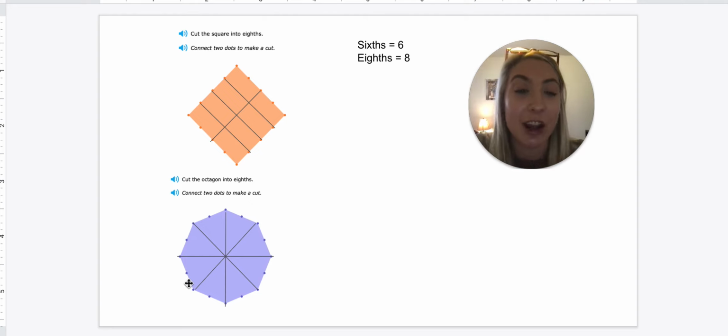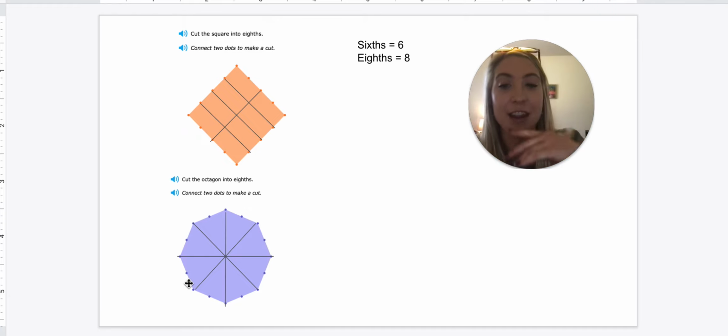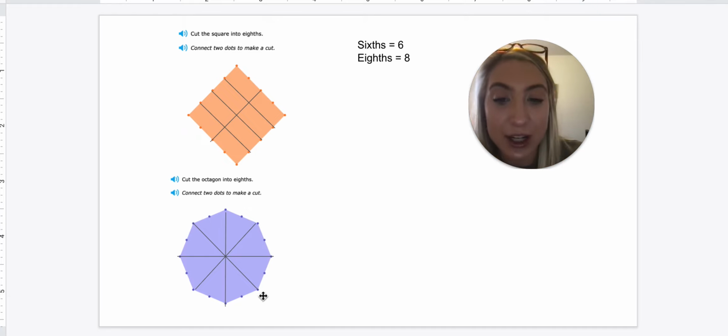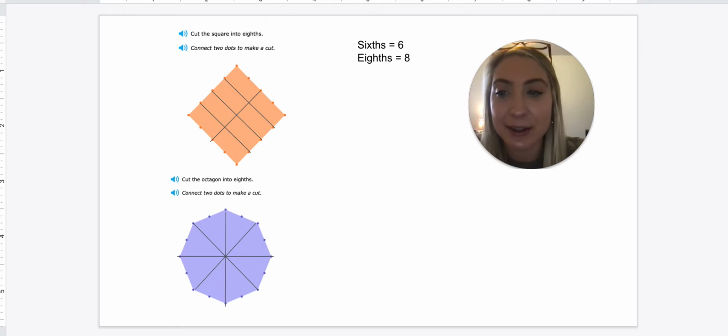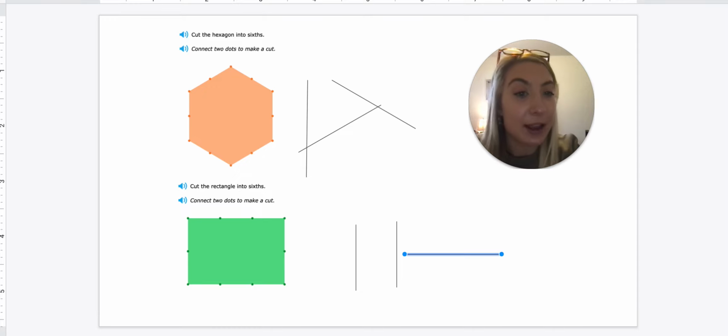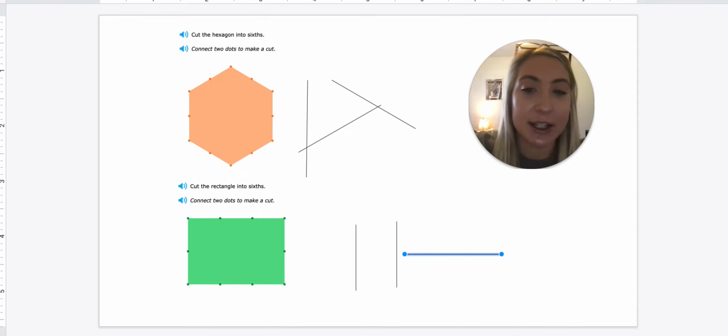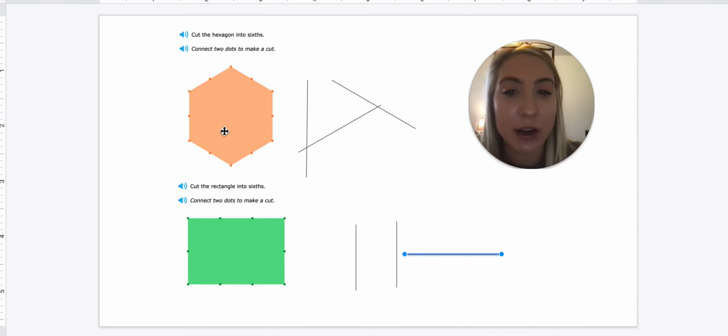So again, it could look scary, but we are just practicing cutting in half, and then if we do the diagonal to one side, we do it to the other side as well. So now let's practice with 6. Okay, so again, I have my lines made up, so we are going to practice. Remember, 6 is cut into 6 equal parts.